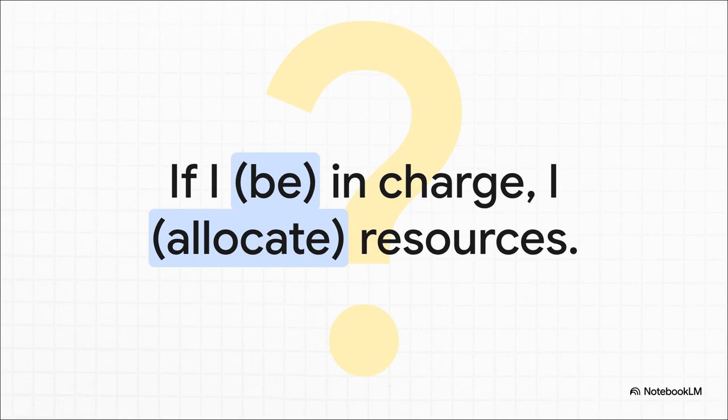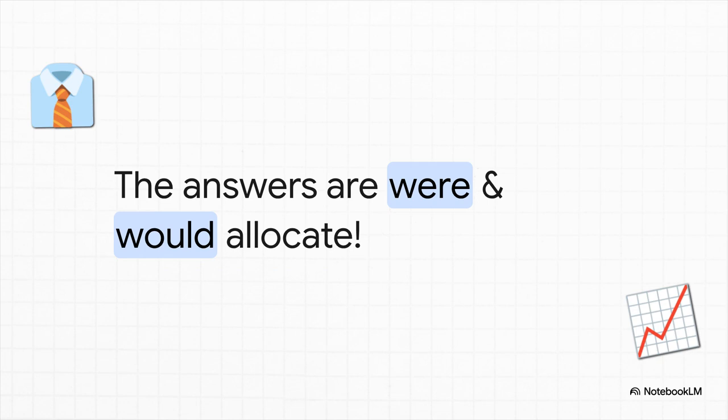If I blank be in charge of the project, I blank allocate more resources to research. Ask yourself, is this highly probable or is this an improbable, purely hypothetical situation? Recall the rule we just talked about. Taking a few seconds? Got it? And the answer is were and would allocate.